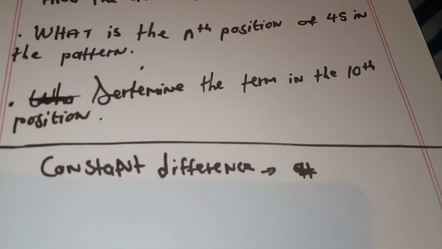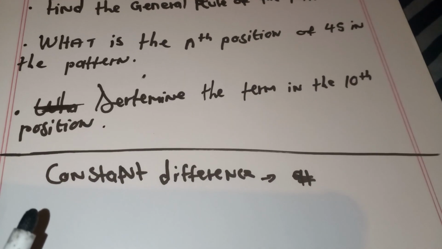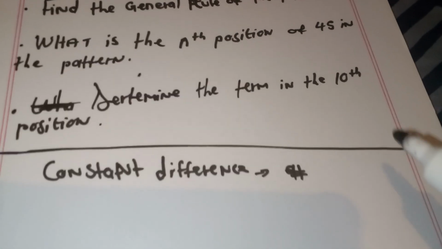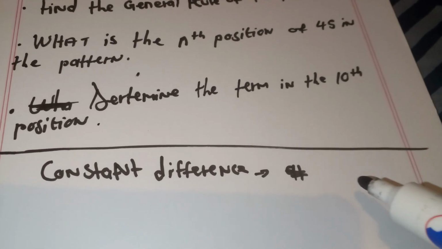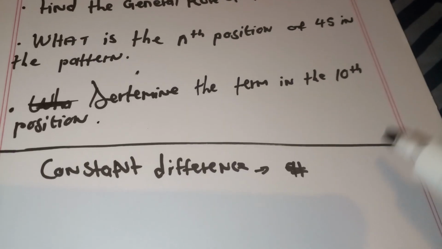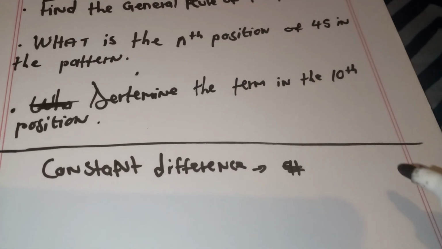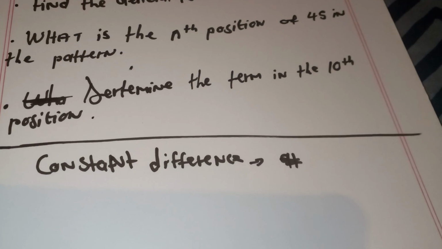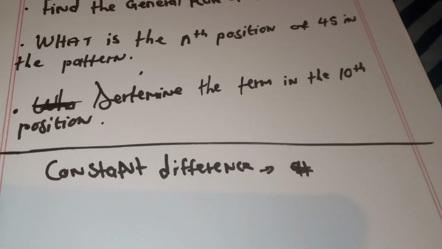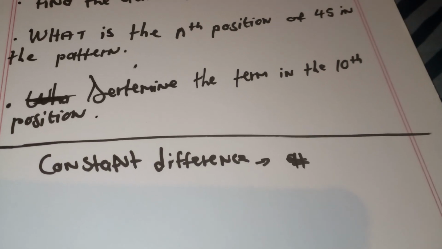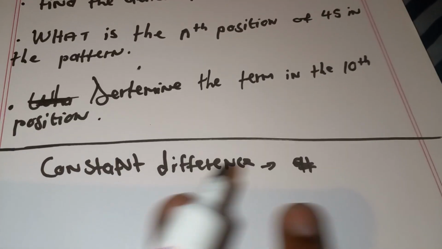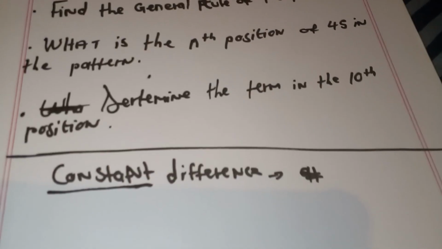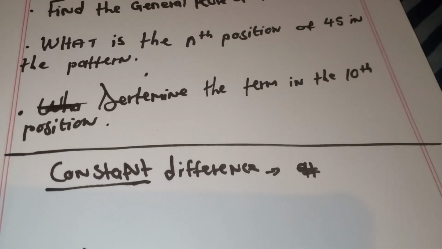Before we answer the questions, let us check what we call a constant difference. A constant difference is that constant number that we use to get to the next term. It depends on the operation, whether you add the constant difference, subtract, divide, or multiply. But since we're speaking of a constant number, it means the number must be applicable in all of the pattern.